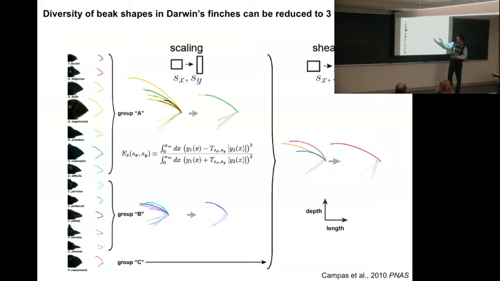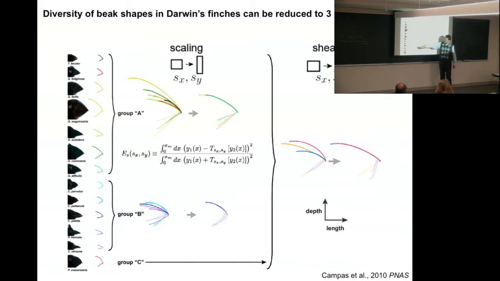And indeed we found that if you look at all the species of Darwin's finches' bills, by just applying scaling, we can collapse them into three distinct mathematical group shapes, which we named. Group A included all the geospecies. That is, all the species here, even though some of them are longer, some broader and deeper, they all collapse by scaling alone into the same shape, the same curve.